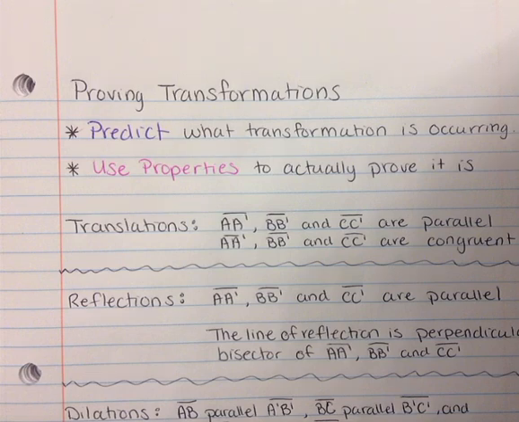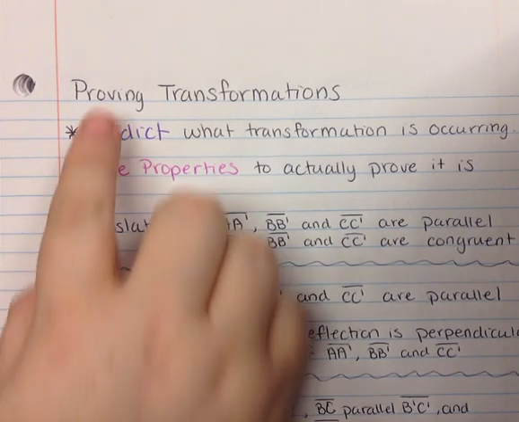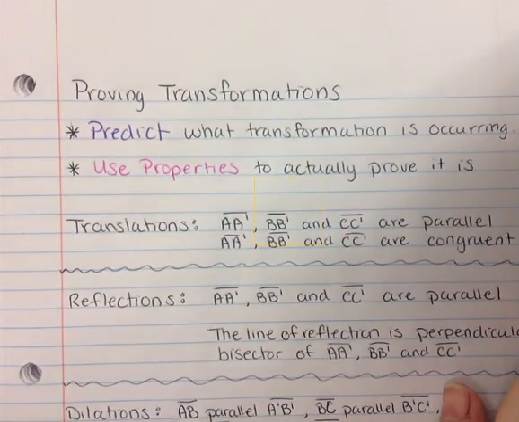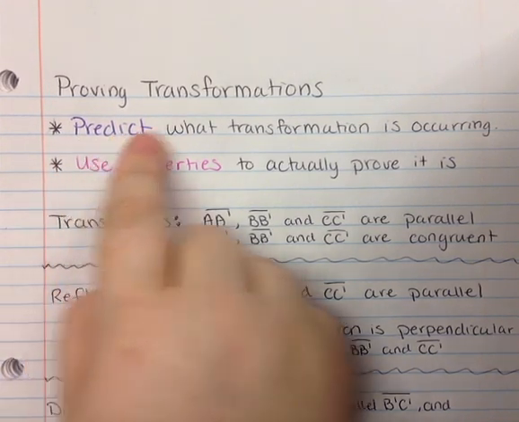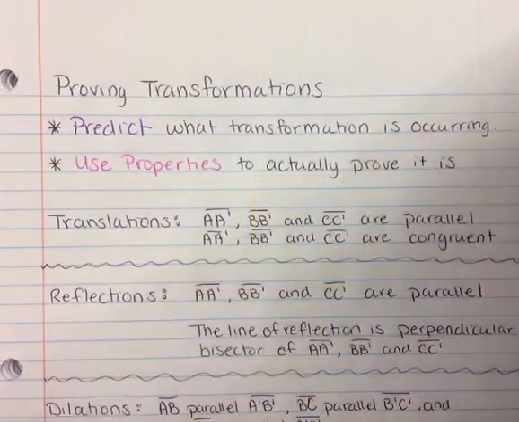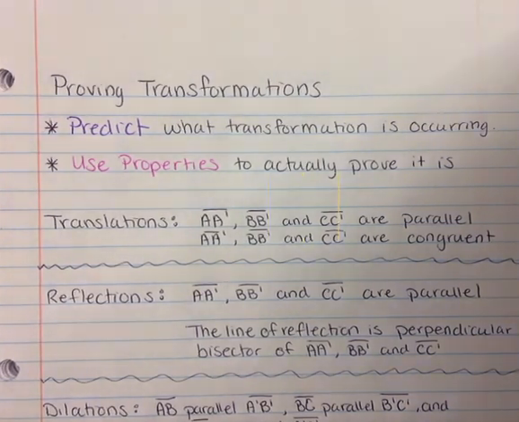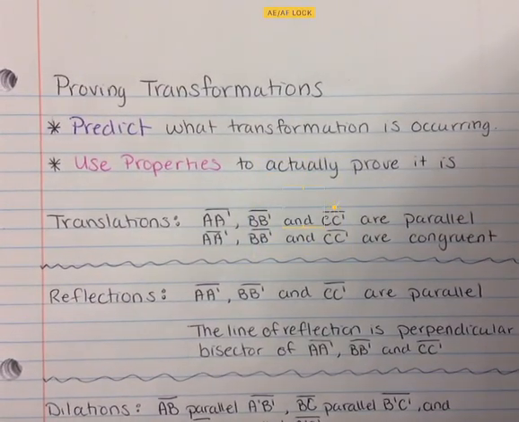This video is explaining how to prove transformations. So we're proving transformations. When you're proving transformations, you're going to predict what transformation is occurring. What that means is you're actually going to think about what does it look like is happening? What do you think the transformation is? Using all of your resources, what does it kind of look like is happening?